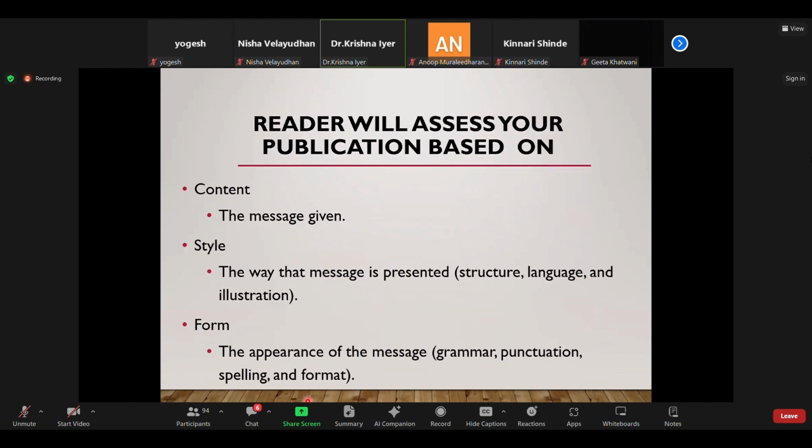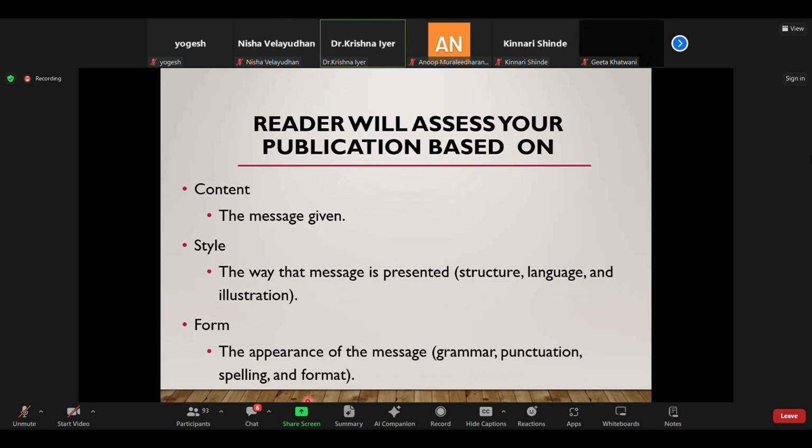Okay, so if you then look at the way somebody is going to look at what you have published or presented, they are going to look at, one, the way you have presented your research work, which is your style, which includes how you have structured everything, the overall language that you have used, and how you have illustrated your findings. Many a times you will find a lot of visual aids as part of a paper, like a graph or a chart, and that helps somebody to understand the information that you have generated.